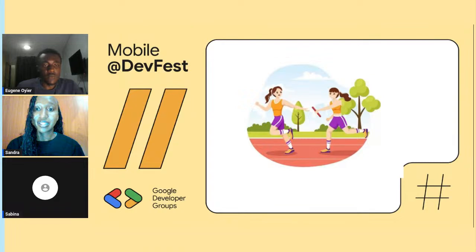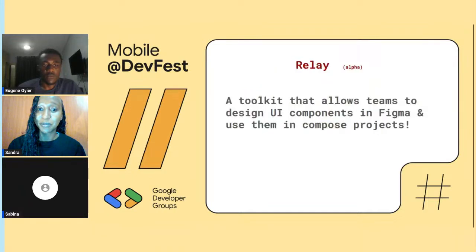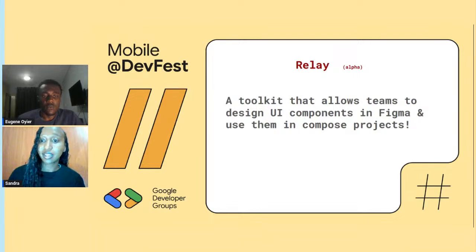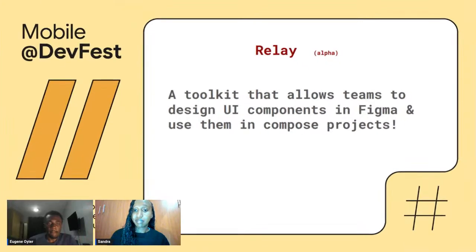We're going to name one athlete Figma, and the other athlete Jetpack Compose. So the definition of Relay is a toolkit that allows teams to design UI components in Figma and use them in Jetpack Compose projects. It's created by Google. It was announced during the Android Developer Summit 2022, and currently it's in alpha stage. So it's still a relatively new technology, but despite it being new, it has some capabilities.